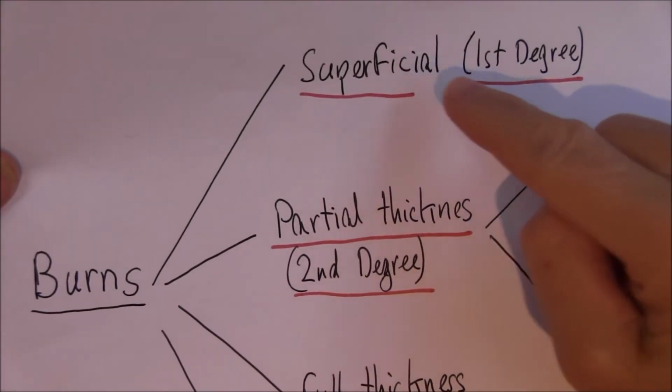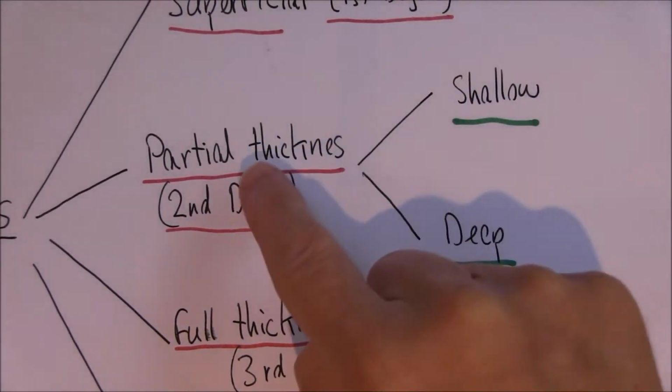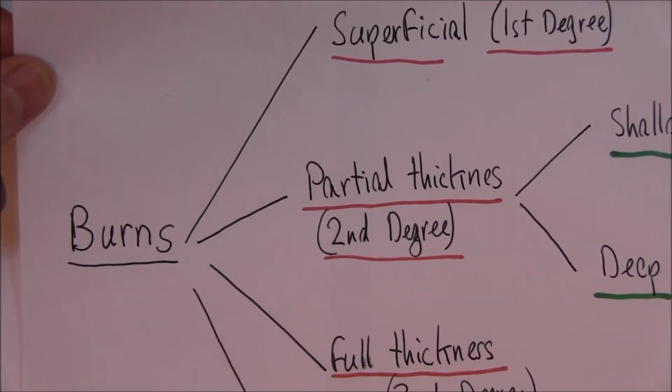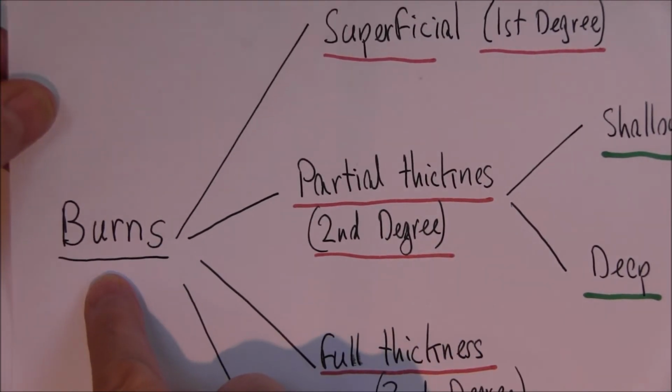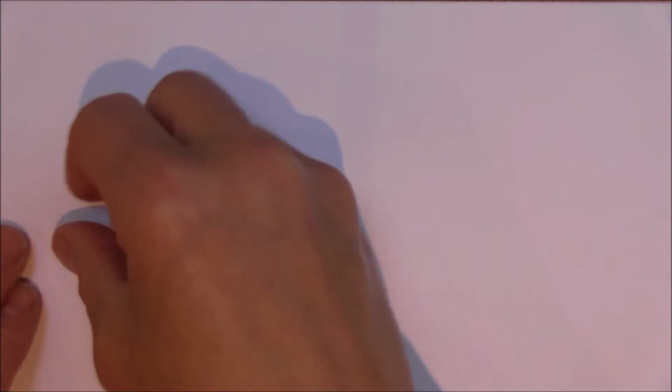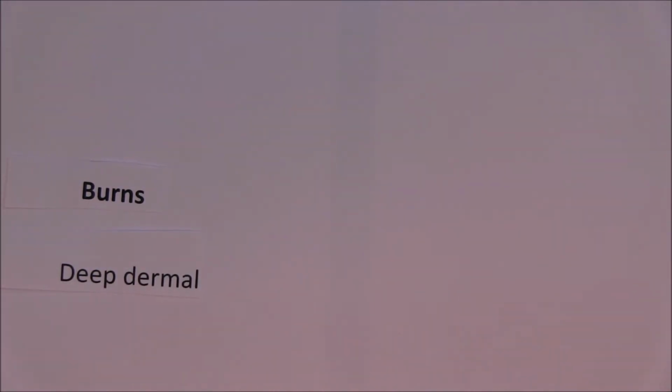So we've looked at superficial, and we've started looking at partial thickness burns, and we've just looked at shallow partial thickness burns. Now we want to look at deep partial thickness or second degree burns. And these are burns that are going to go deep into the dermis. So they are deep dermal burns. Deep dermal. They're still partial thickness, but they're deep partial thickness burns.